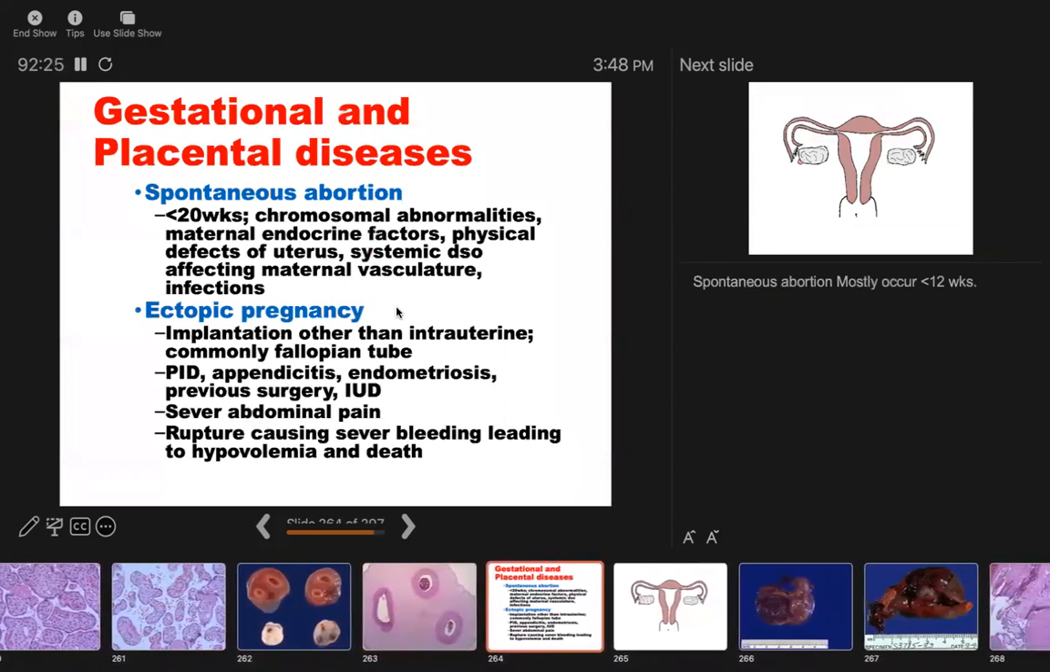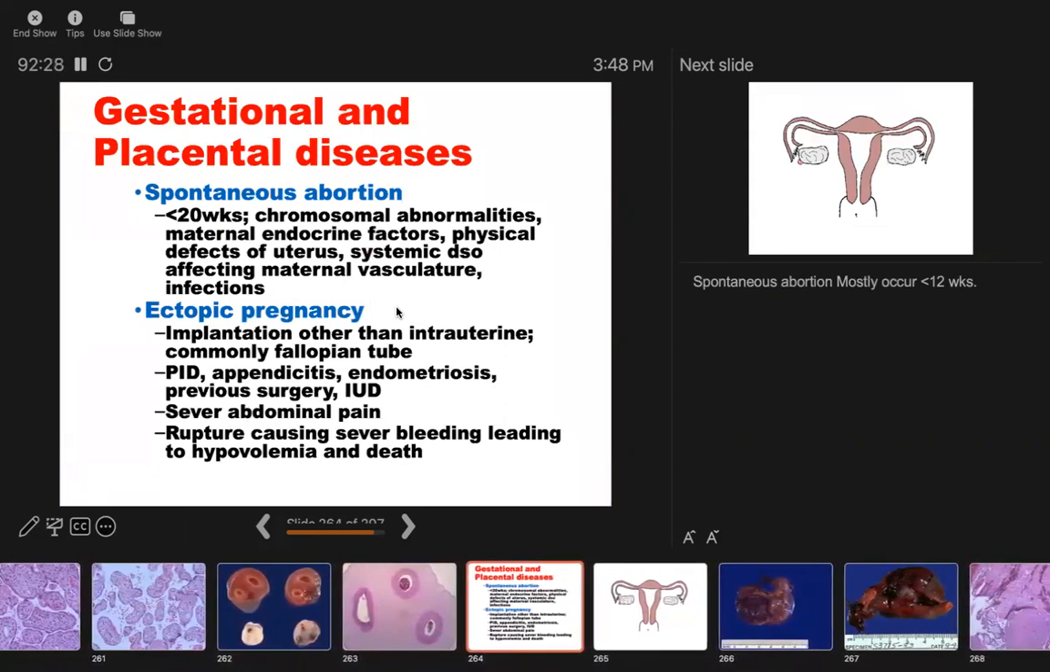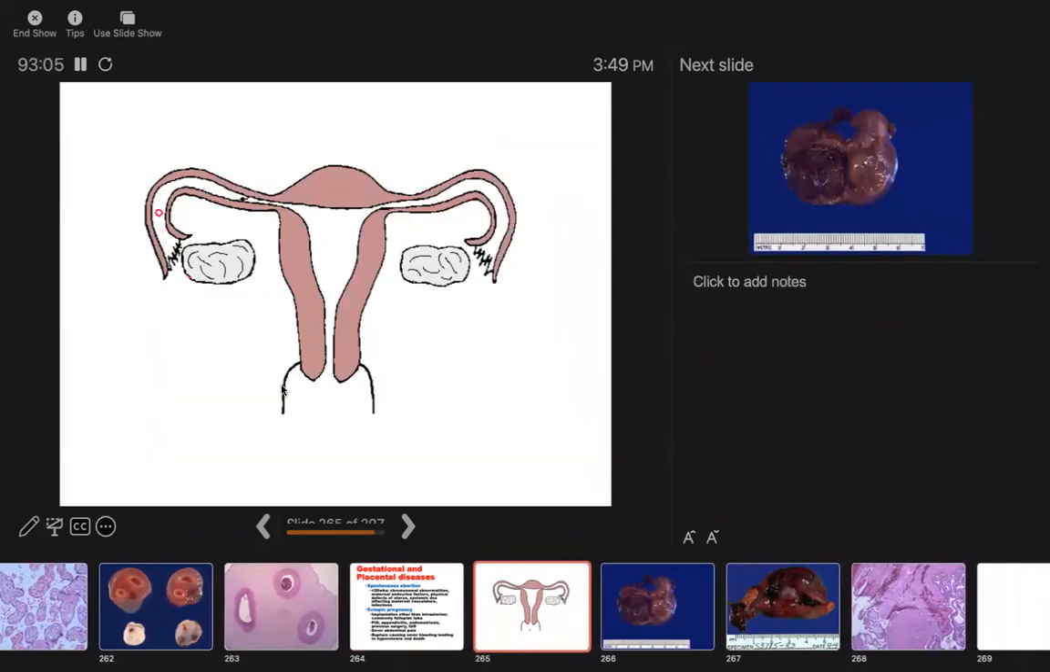Now, let's talk about gestational and placental diseases. It may be that you'll have a miscarriage. So a D&C is done and we have to look for villi and trophoblast to diagnose that it is basically abortion or products of conception. It may be ectopic pregnancy. From the word itself, it means that implantation is outside of where it should be, which is the endometrial cavity. Among those enumerated here, the more common is actually arising in the fallopian tube.